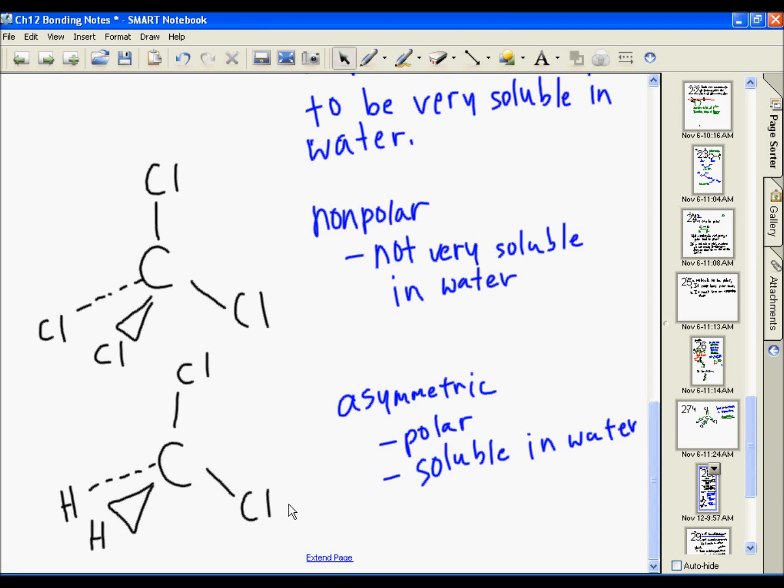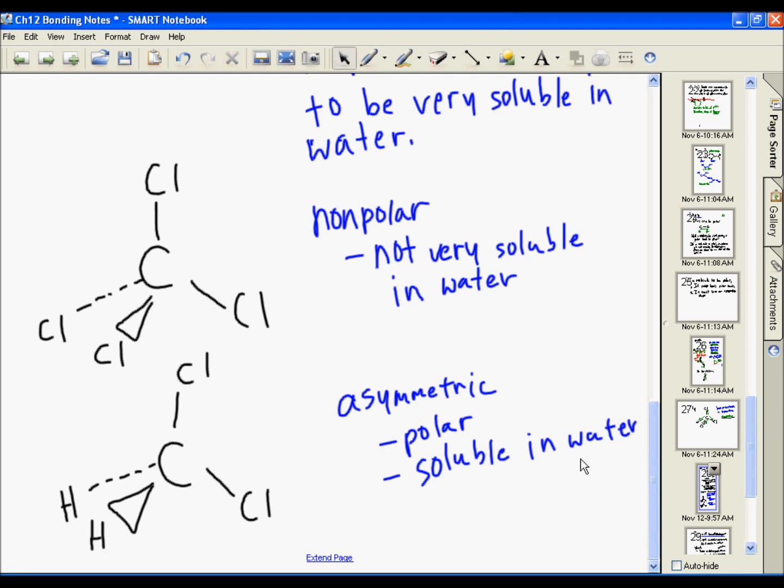So if I try to build the model of that here, then I can show. So I've got two hydrogens sticking out of a black piece, and then I'm also going to stick two red pieces on to represent the chlorines. And then if I were to rotate this such that all the atoms change positions, then you can tell it's been rotated. So it's asymmetric. Because it's asymmetric, it's polar, and because it's polar, it's soluble in water.